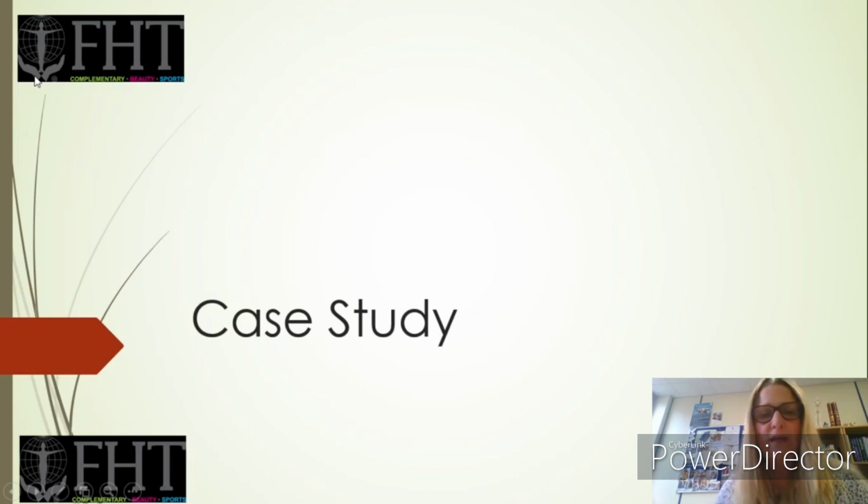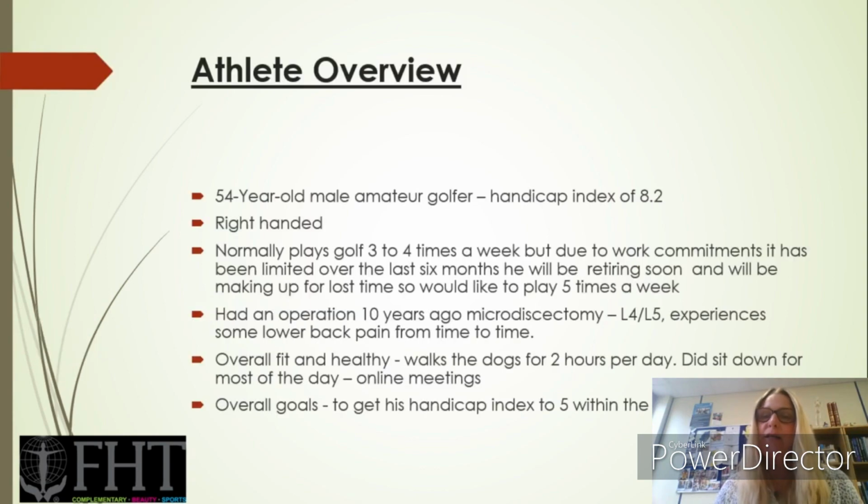So before we go through the RS FootScanner and the data we can collect from it, I'm going to introduce you to the case study that we're going to use today. This is a real life individual that we collected the data from. It's a 54-year-old male amateur golfer. He has a handicap index of 8.2 right now. He is right-handed. He normally plays golf 3 to 4 times a week, but due to work commitments, it's been limited over the last 6 months. He'd be retiring soon and he's going to make up for lost time. So he would like to play at least 5 or even more times a week.